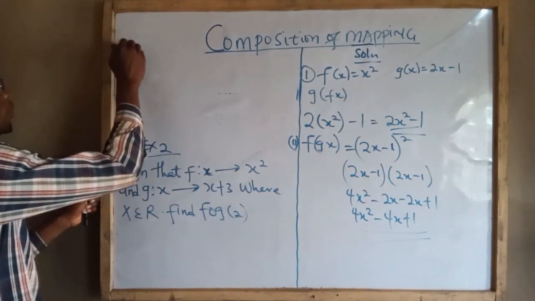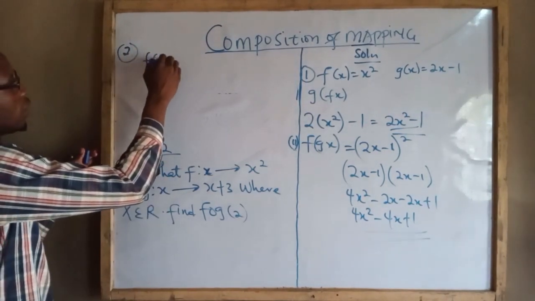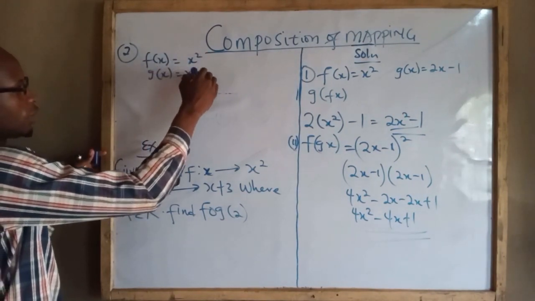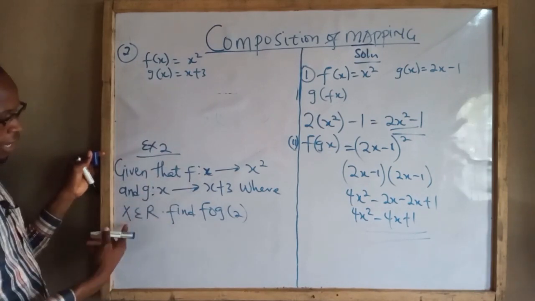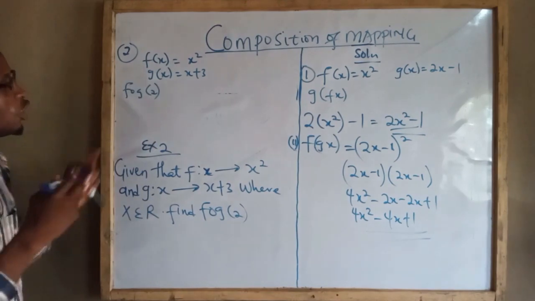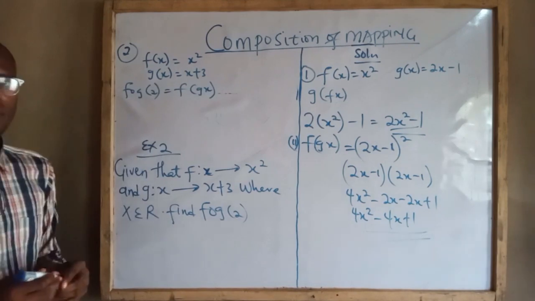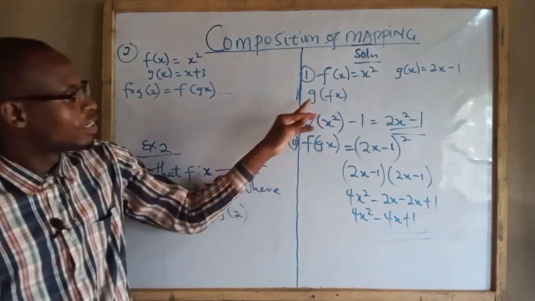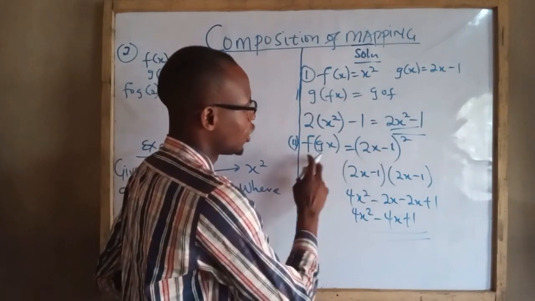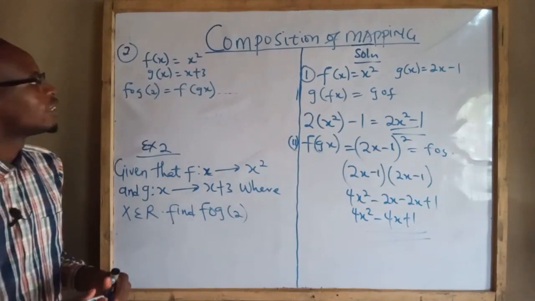Now, the second example, number 2. We have f(x) equal to x squared, and we have g(x) equal to x plus 3. So we want to find, they said x is an element of the real numbers, we are to find fog of 2. Now you see this fog of 2 is the same thing as saying f of g(x). So when you see something like this, fog, it can also be written like this, f of g.